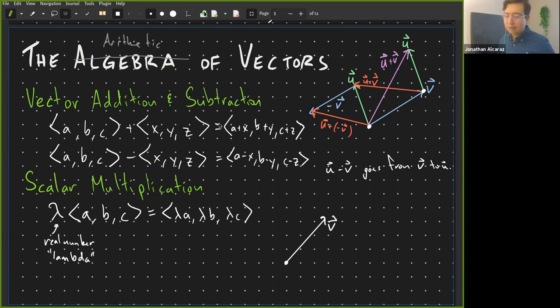what scalar multiplication allows us to do is stretch and shrink, but it also allows us to reflect. For example, we've already seen an example of it with this negative V thing. Okay, but let's start with just the stretching and squishing.